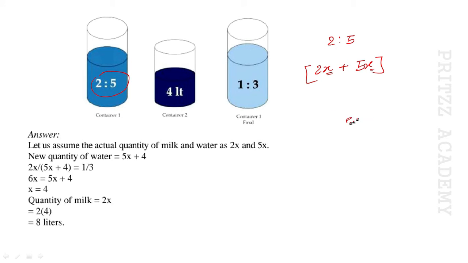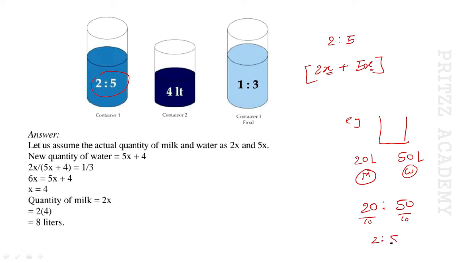For example, I say there is a container and there is 20 liters of milk and 50 liters of water. So what will be the ratio of milk and water? It is 20:50. Now to reduce this ratio to the shortest form, we have to divide it by a common number. We can divide it by 10 and 10. The ratio will be 2:5. So here 10 is our x in this example. Okay, but for this problem we have to find the value of x.